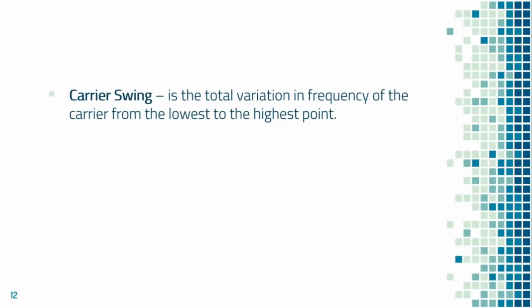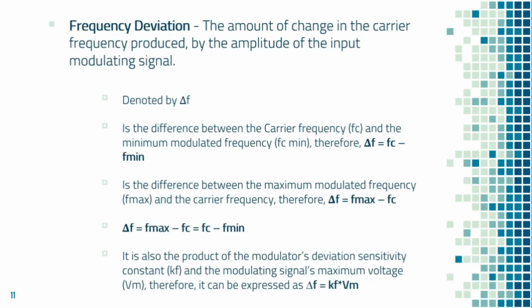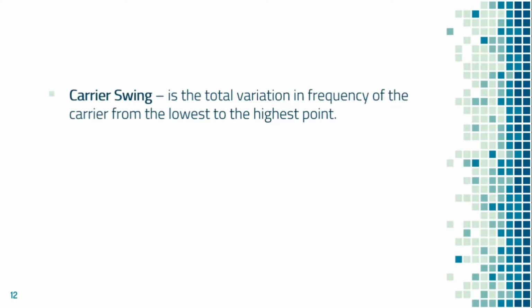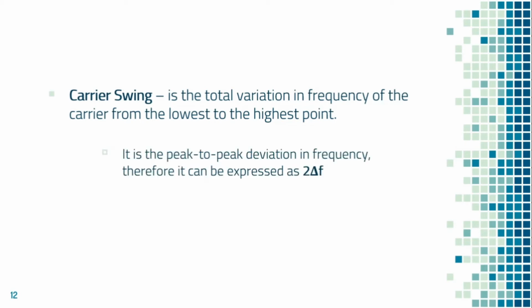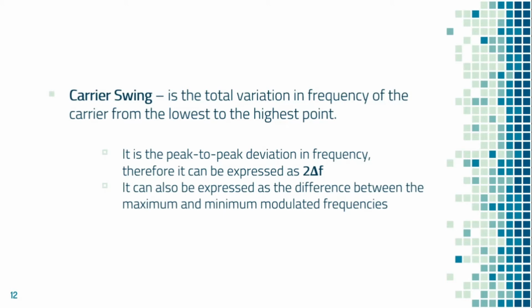So, carrier swing is the total variation in the frequency of the carrier from the lowest to highest point. So, yung frequency deviation kasi is yung peak variation ng frequency carrier, pero yung carrier swing naman, siya naman yung peak-to-peak deviation in frequency. So, ayun, pwede natin siya express as 2 delta F, and pwede rin siyang mahanap by subtracting the minimum modulated frequency from the maximum modulated frequency. So 2 delta F is equals to Fmax minus Fmin.